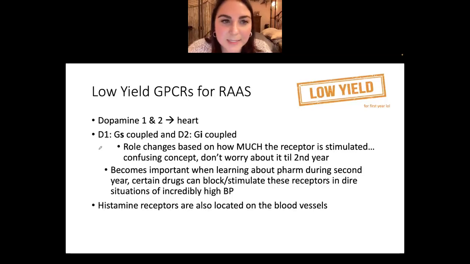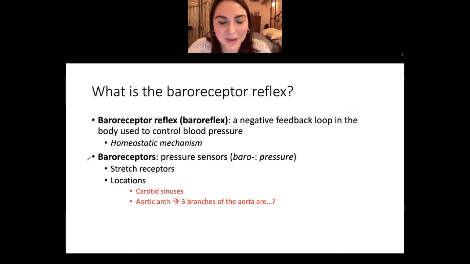I just put the very basics. Your dopamine 1 receptors are Gs coupled, dopamine 2 is Gi coupled. And again, they exist. Just know that they exist. And again, they can help you with hypertension. There are also histamine receptors located on the blood vessels, also a low yield concept, that are also GPCRs. Okay, but super low yield. You'll do them next year.